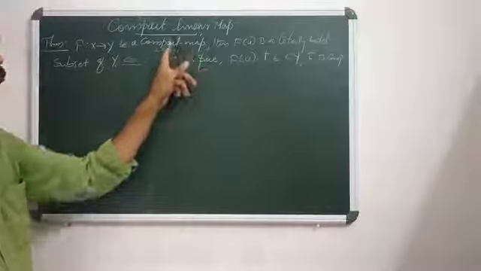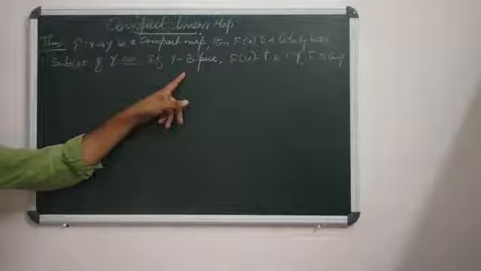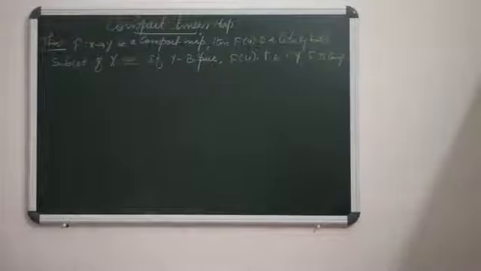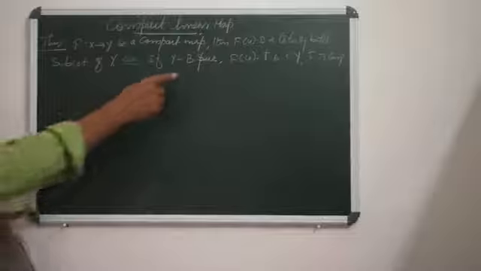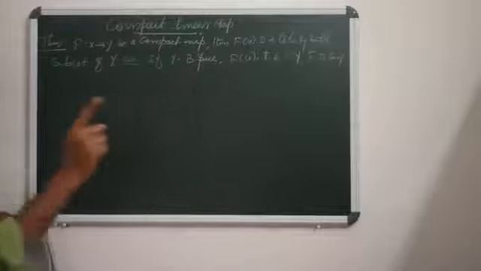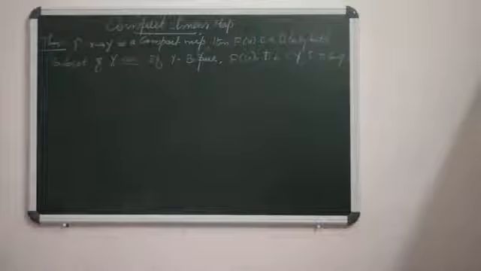That happens when Y is a Banach space, then f from X to Y is a compact linear map. There is a restriction: Y must be a Banach space, not only a normed linear space. This happens only when Y is a Banach space. That is the condition. Agreed. How to prove this one?